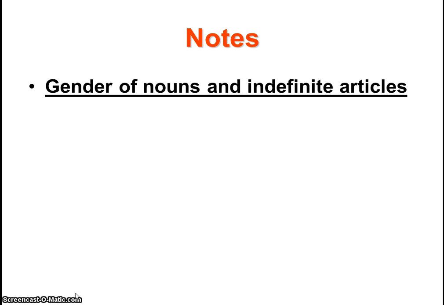Today we're going to talk about indefinite articles and the gender of nouns. Remember, the gender is whether the noun is masculine or feminine. An indefinite article corresponds in English to a or an. A book is indefinite; the book is a definite article. Indefinite articles are like a book or a computer.